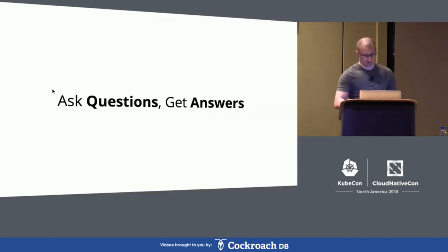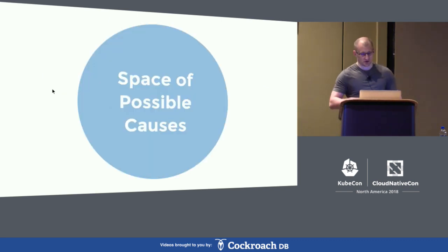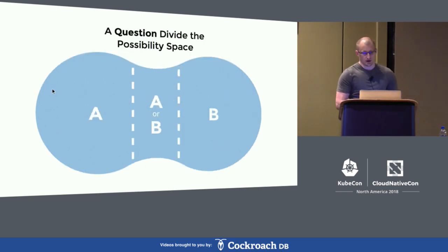So let's start off with the method. The method I like to call ask questions, get answers. Say you have a problem in front of you. You start off with a space of possible causes, just visualized as an area. The function of a question is to put pressure on the area, to divide it into different sections. So in this case, if our question is true, the results in category A will remain. If it's false, the possibilities in category B will remain.